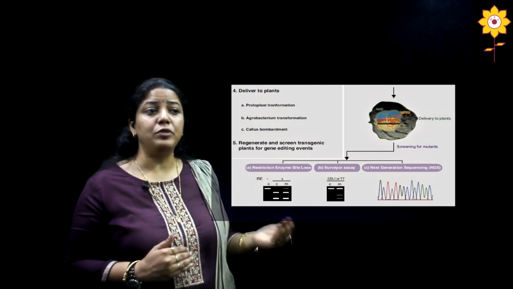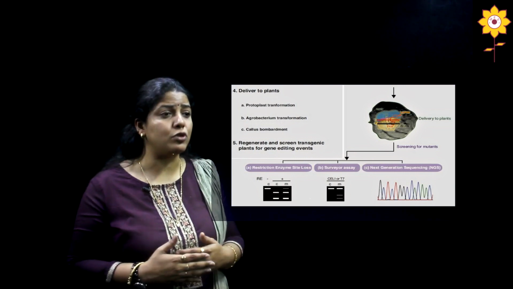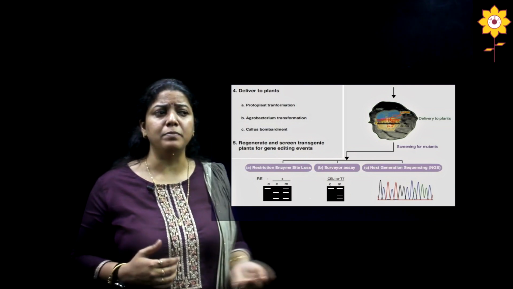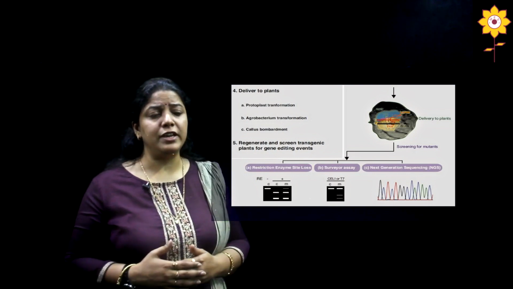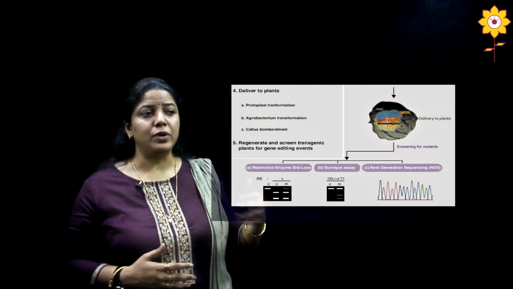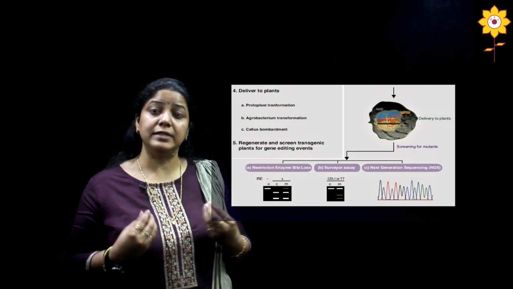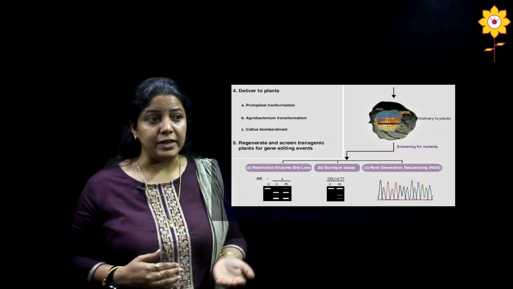This delivery can be done in different ways. You can use protoplast transformation, Agrobacterium transformation, or callus bombardment. Different ways of delivery can be utilized so that whatever the assembly of your CRISPR-Cas9 system is, it is delivered inside the cell.